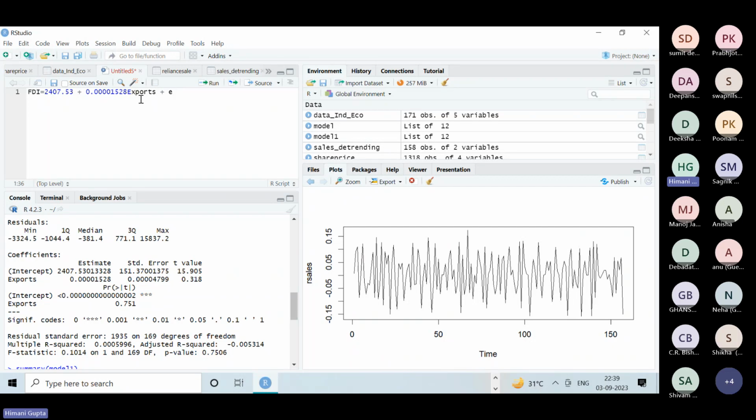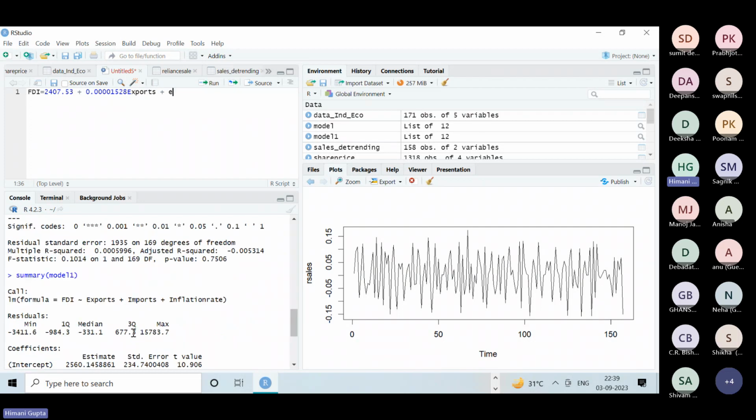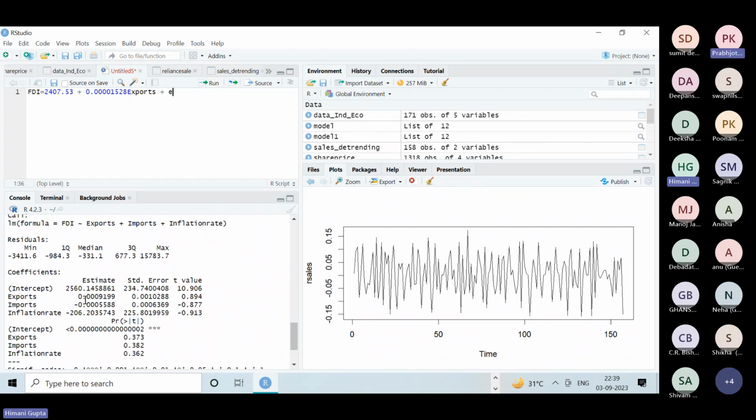If it is a multivariate model, just write all the estimates over there and you can write the equation. Over here, my equation is not BLUE. I'm not getting an unbiased result. Okay, let's start with the first assumption. The first assumption says that there is a linear relationship between variables.